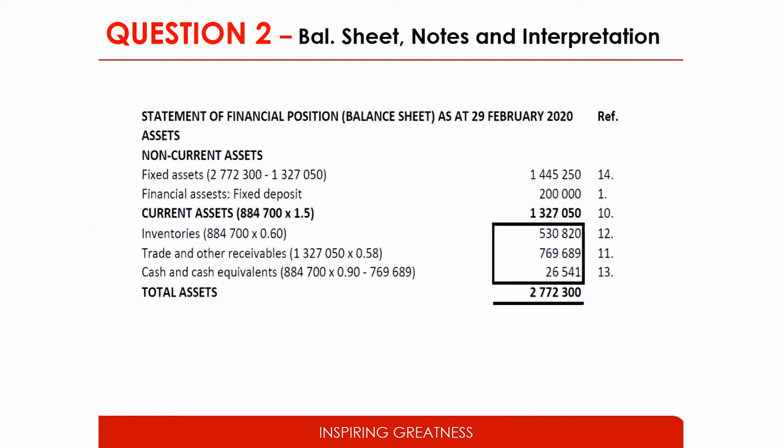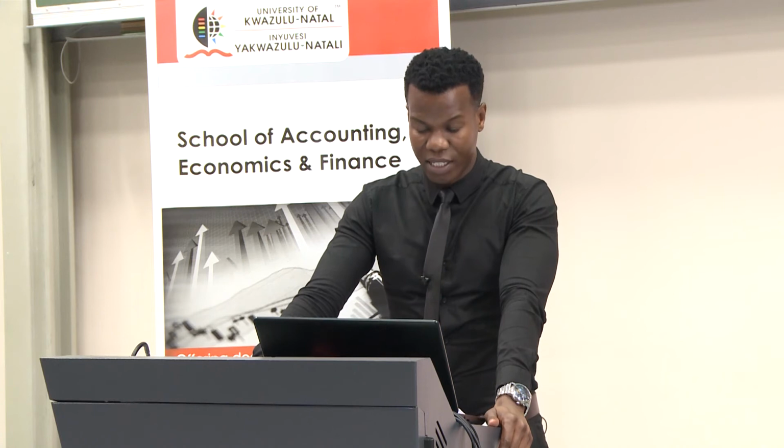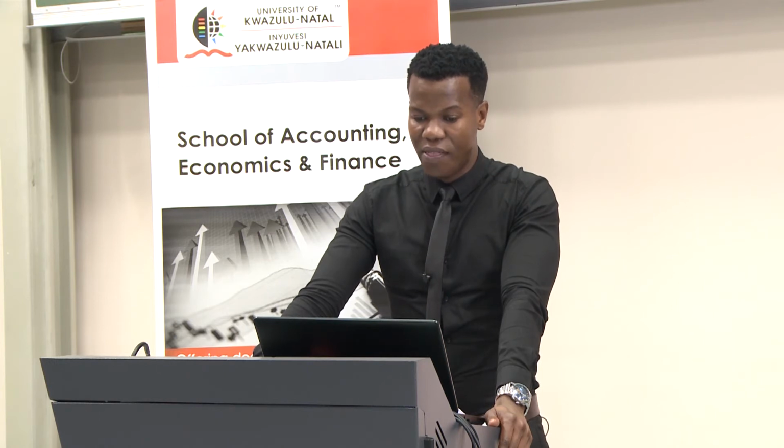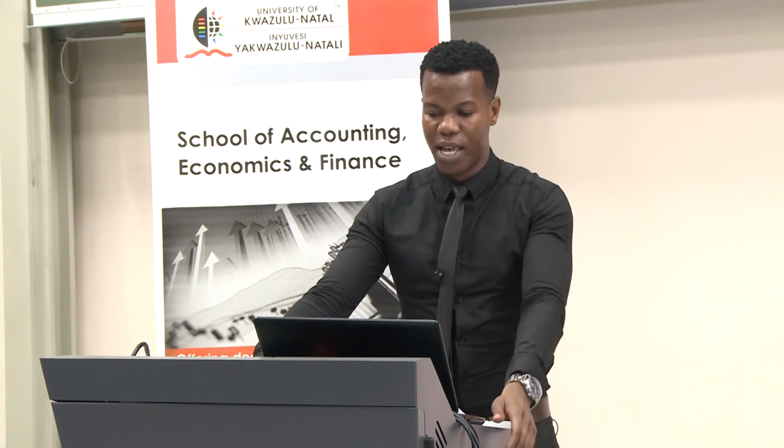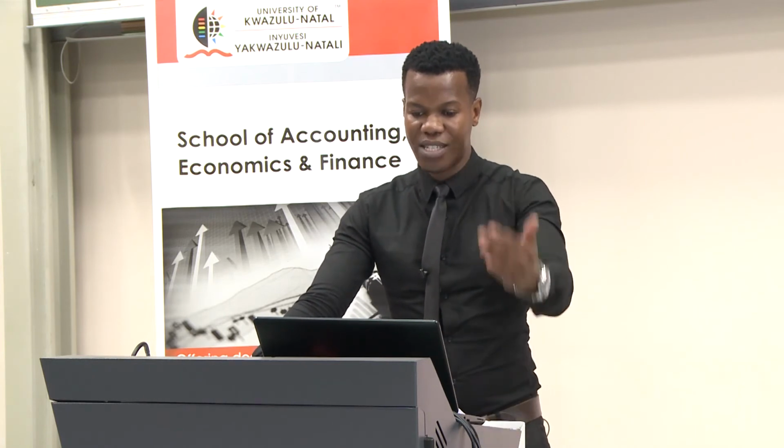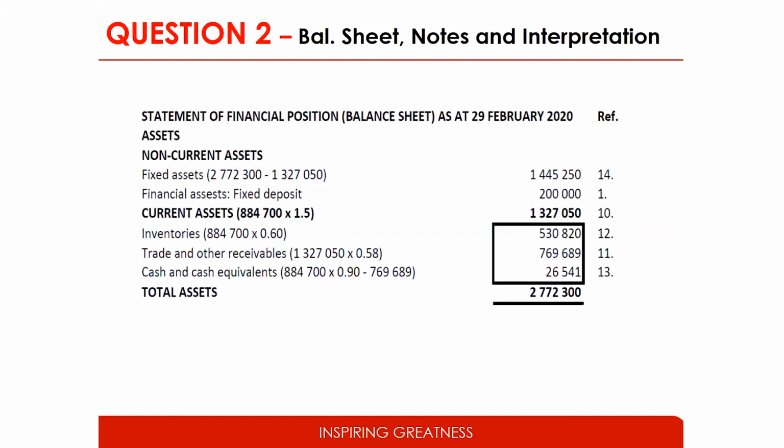All right. Then another figure that you are able to get as well is your cash and cash equivalents. You understand that it sits under your current assets. So for your cash and cash equivalents, you take your current liabilities and multiply by that financial indicator of 0.9, then that will give you the entire figure less inventories. And then what you do is you just deduct 769,689, which is the trade and other receivables. Then that will leave you with the cash and cash equivalents, which is number 13.